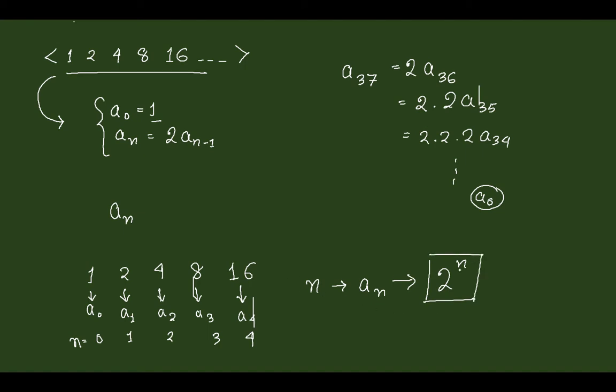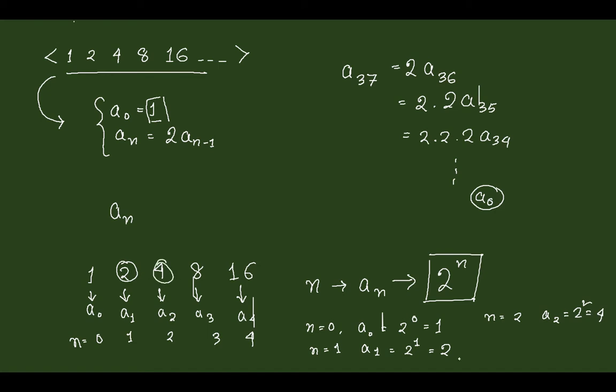Think about it. If n is 0, then a0 is 2 to the power 0, which is simply 1. And we know the value of a0 is 1. If n is 1, then a1 would be 2 to the power 1, which is simply 2. And we know that a1 is 2. And for n equal to 2, a2 would be 2 to the power 2, which is 4. And we know that a2 is 4. For n equal to 3, a3 is 2 to the power 3, which is 8.